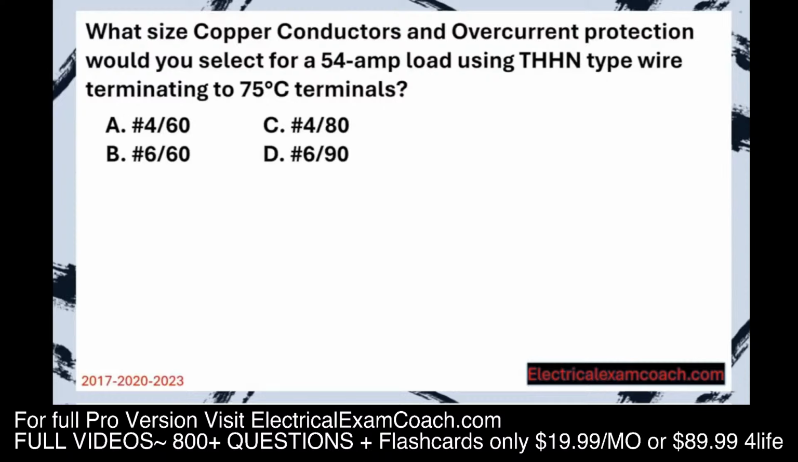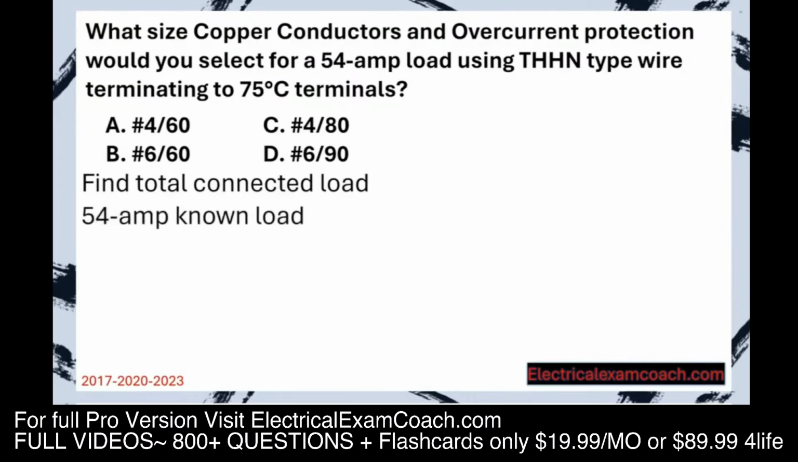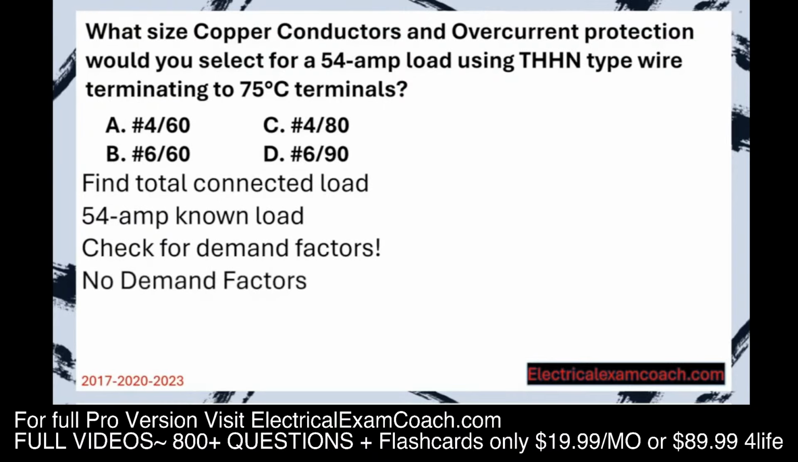What size copper conductors and overcurrent protection would you select for a 54 amp load using THHN type wire terminating to 75 degree C terminals? Step 1, we're going to find our total connected load. In this case, it's 54 amps. But we must check for demand factors. They've not mentioned a specific piece of equipment or that it's going to run for 3 or more hours. So in this case, there are no demand factors.